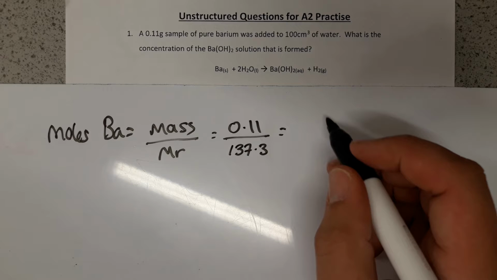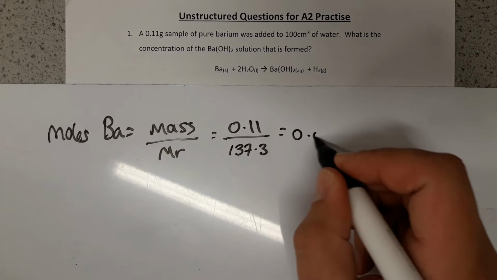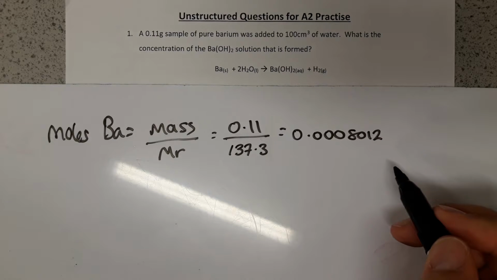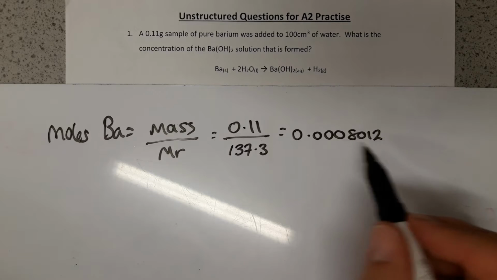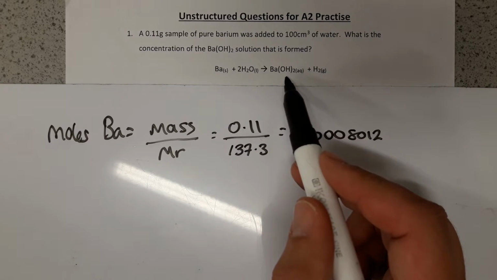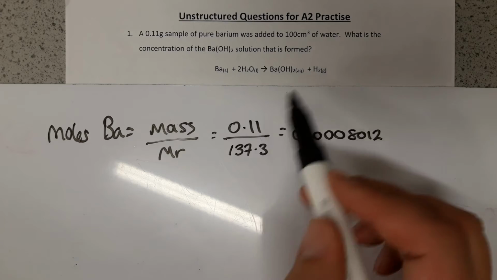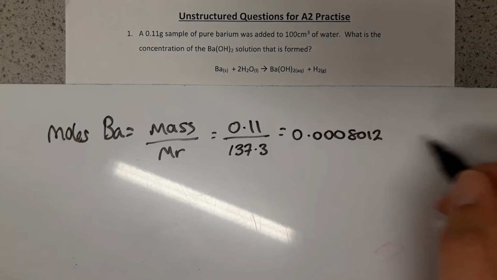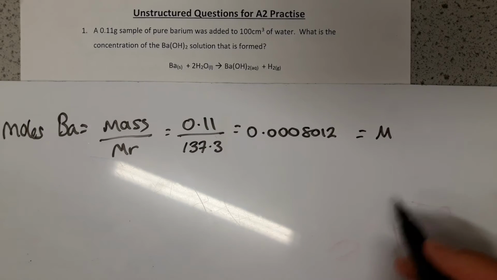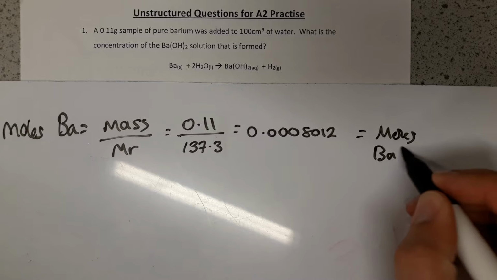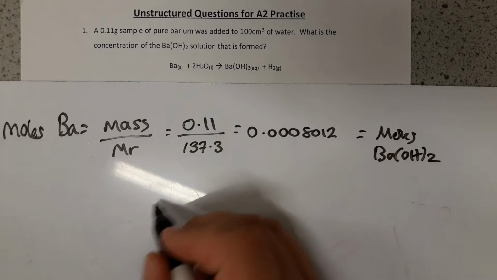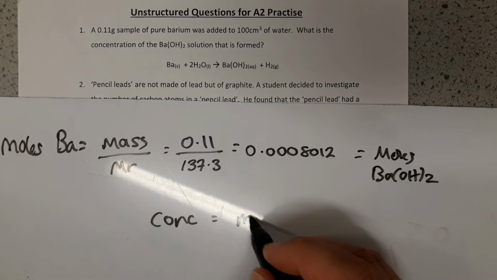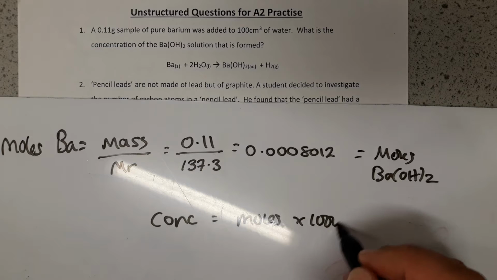So work that out first of all, and you should get an answer of 0.0008012, or use standard form if you're more comfortable with that. So that's my moles of barium. Therefore, that's the same number of moles of barium hydroxide that I can make in this situation. So what's going to happen now then? I can state this is also equal to the moles of barium hydroxide. So the concentration of barium hydroxide is going to be equal to the number of moles times by 1,000 over volume.